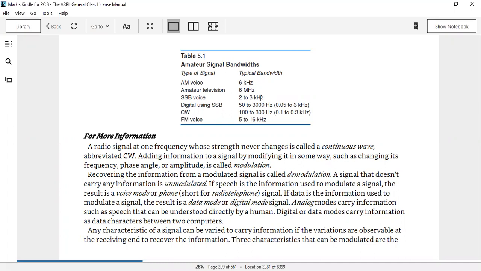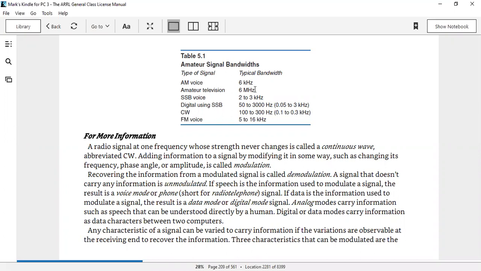Why? Because it removes an entire part of the signal, either the upper or the lower. And so SSB voice is 2 to 3 kilohertz. So it's half or less than the AM voice, including the stripping out of the carrier. And amateur television is huge, 6 megahertz. That takes a lot.